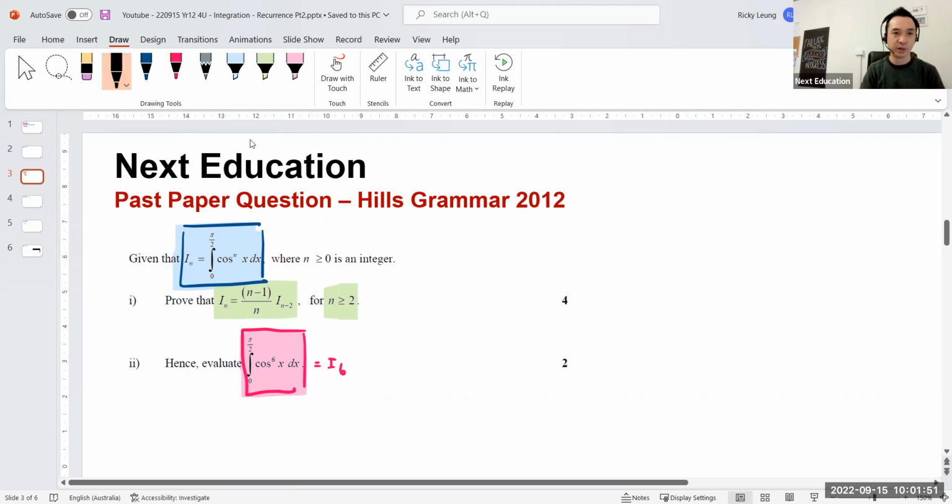So let's start with the first part. Part 1: I_n equals the integral with limits of pi on 2 of cos to the power of n x dx. Now, guys, this is the crux of today's lesson.